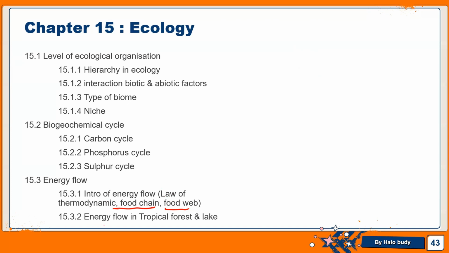Okay, the second topic is about the energy flow in tropical forests and lake. In SPM, you just learn food chain and food web, right? Food chain and food web are just a small part, a small field only. But a tropical forest is a very big area. There are many different types of animals and plants within that area. So you have to know how the energy flow happens in tropical forests and lake.